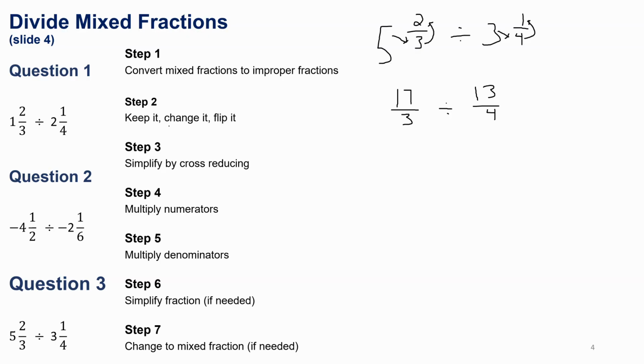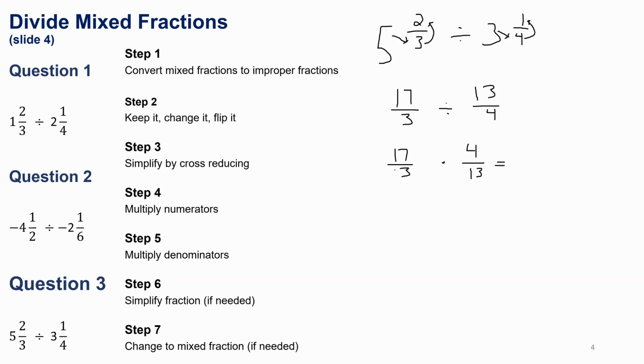Next, we are going to do the keep it, change it, flip it rule. So 17 over 3 stays the same. Division changes to multiplication. And 13 over 4, we find the reciprocal of that, which is now 4 over 13. From here, we can see if we can cross-reduce. There is not a number that divides evenly into 3 and 4, nor is there a number that divides into 13 and 17. So we can't cross-reduce.